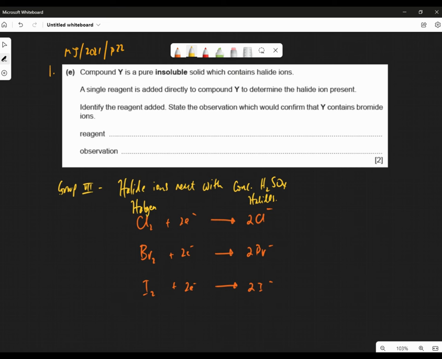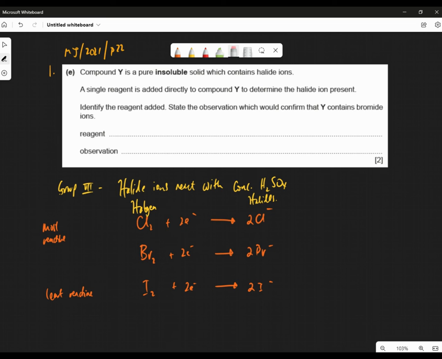Which one of these reactions wants to go to the right more? Well, it's obviously chlorine because it's the most reactive. So chlorine is most reactive, and iodine is the least reactive. First of all, we've got to know that.